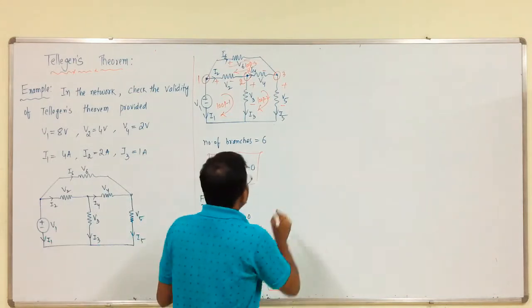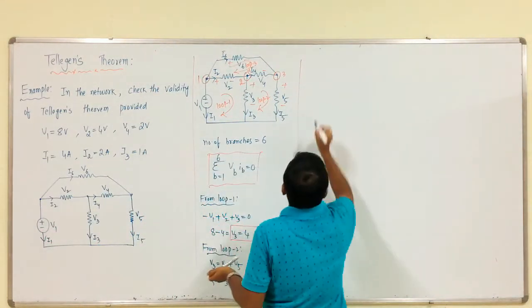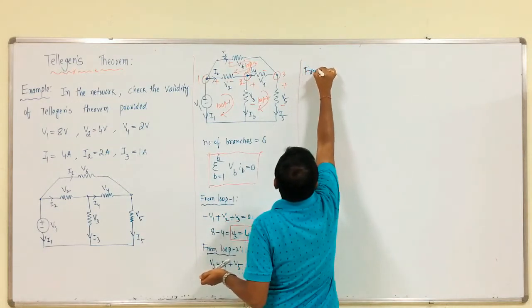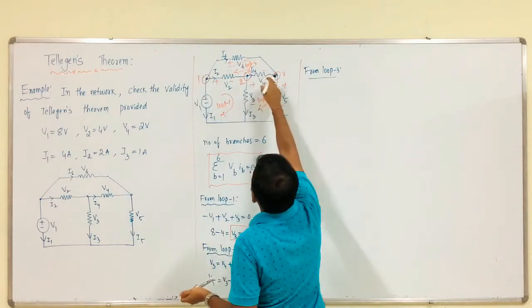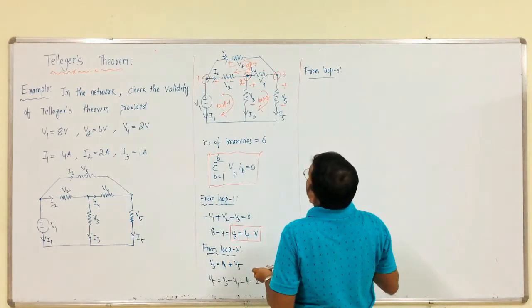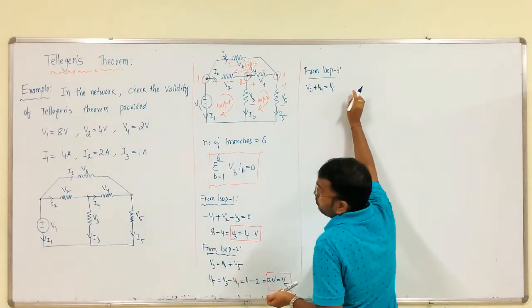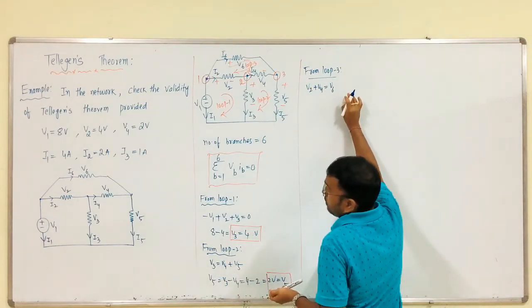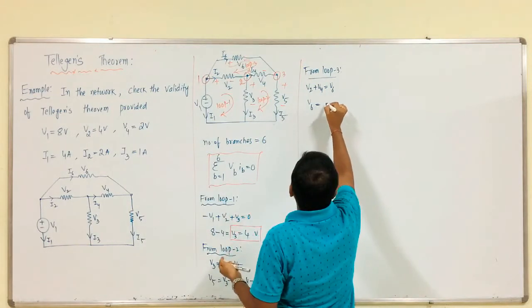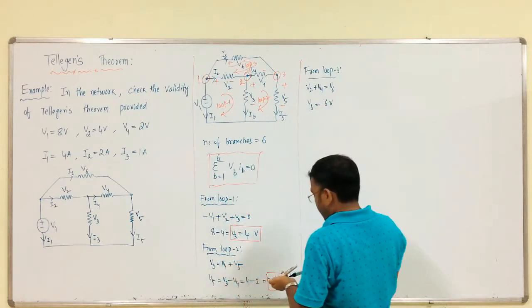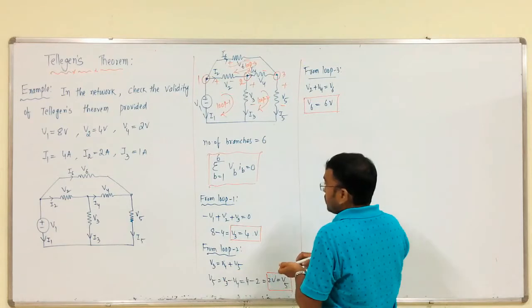Next, from loop 3 we have V2, V4, V6. V2 plus V4 is equal to V6. V6 is equal to 2 plus 4, 6 volts, that is it, clear.